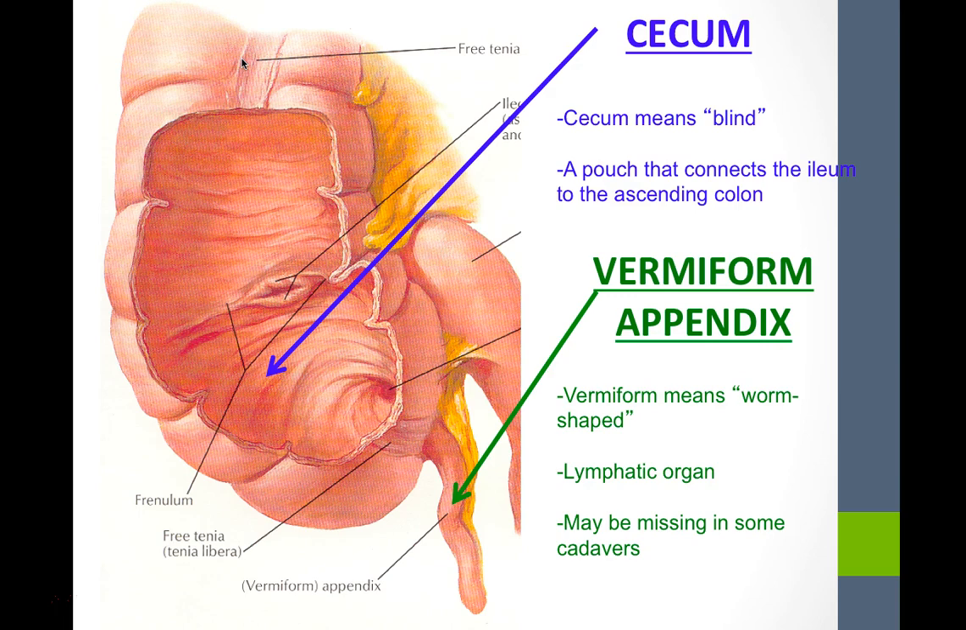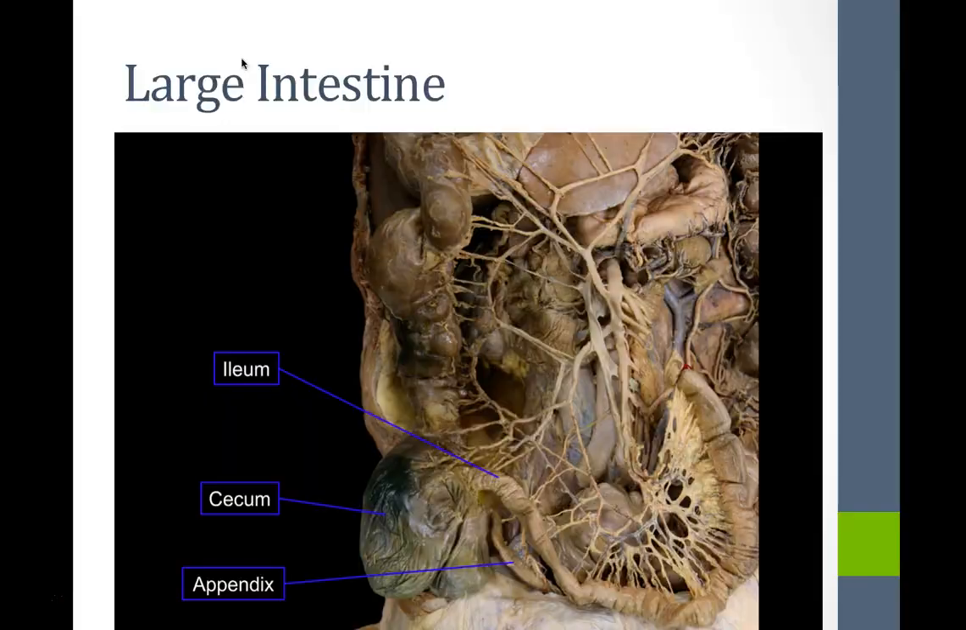This is called your vermiform appendix. Vermiform means worm, so anatomists thought this looks like a little worm hanging off of the cecum, but it is a lymphatic organ because we find some lymphatic tissue within here. It may be missing in some of our cadavers. Most likely they had appendicitis and it was removed.